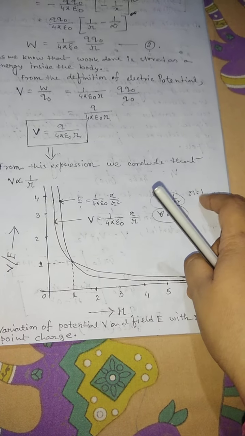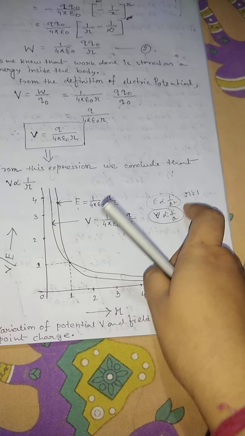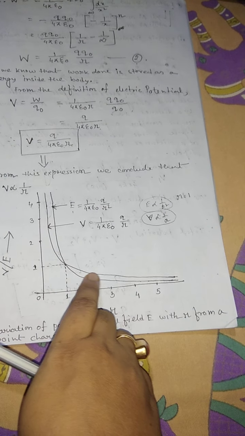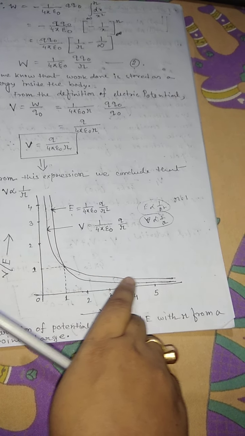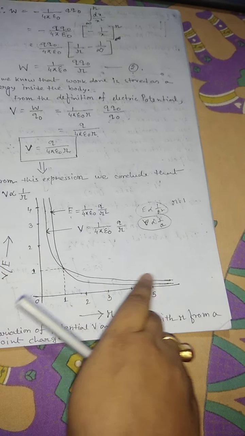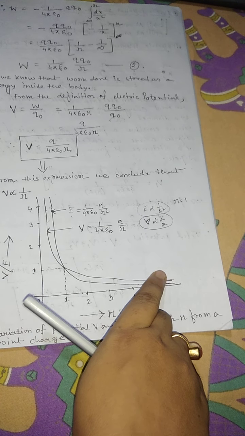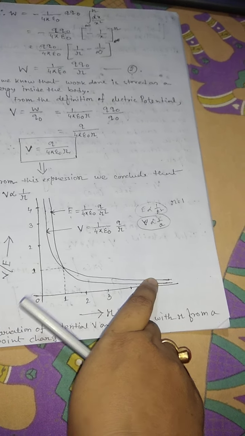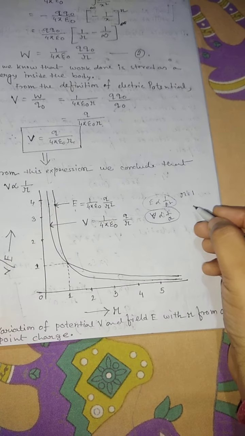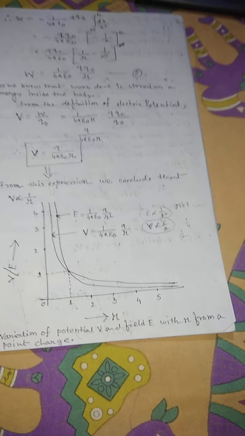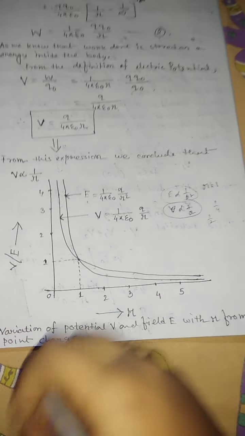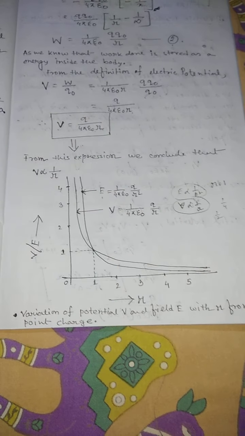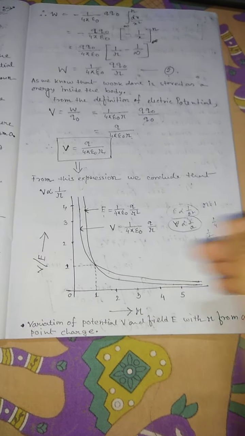But after that, if R equals 2, here 2 square means 4, here only 2, it will increase. So this line is the potential, because after that it will increase. And this one is the electric field. After that it will decrease. This is 1 by 4 and this is 1 by 2. So this is the variation of potential V and electric field E with R from a point charge Q.